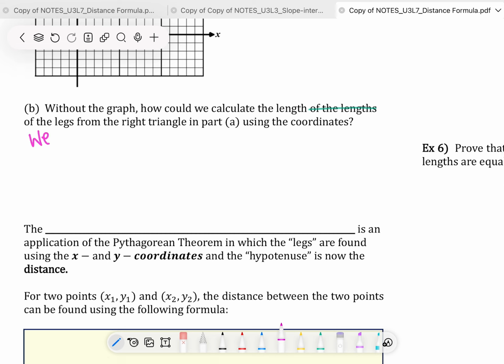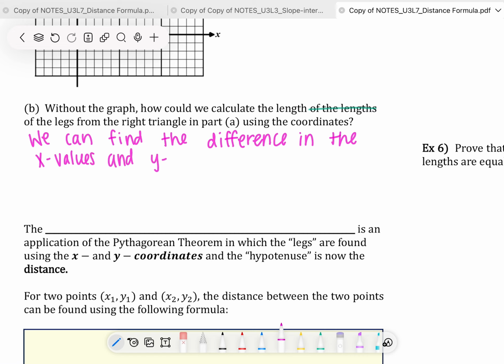So without the graph, we can find the difference in the x values and y values. Okay, so even without the graph, we could have found those numbers by just subtracting, right? That's really what the difference is, by subtracting. Okay, so that leads us into the distance formula.